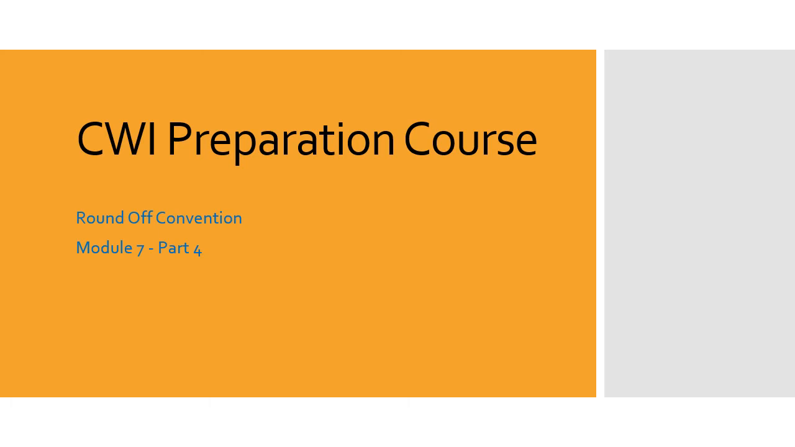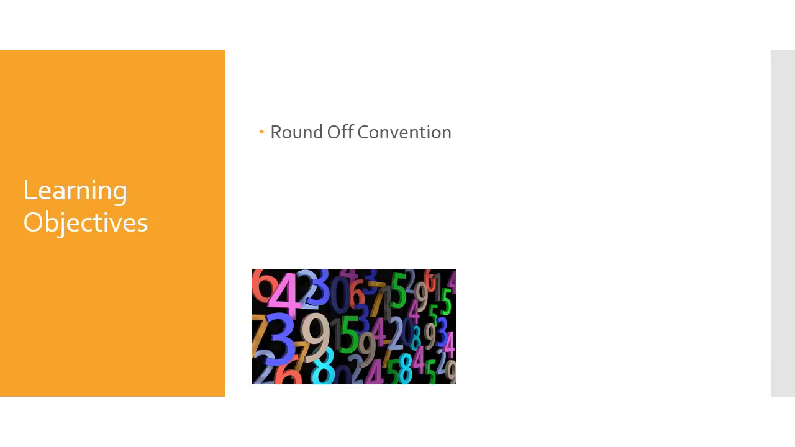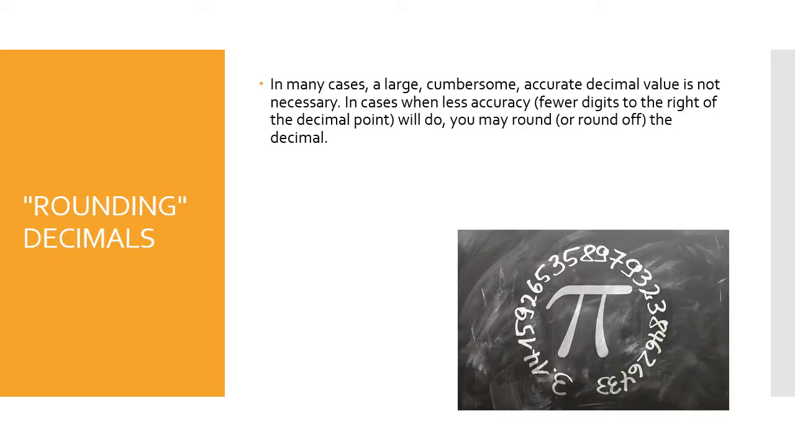CWI prep course, round-off convention, module 7, part 4. Learning objectives, round-off convention. In many cases, a large, cumbersome, accurate decimal value is not necessary. In cases where less accuracy, fewer digits to the right of the decimal point, will do, you may round off the decimal.